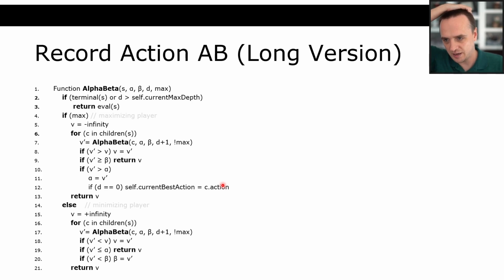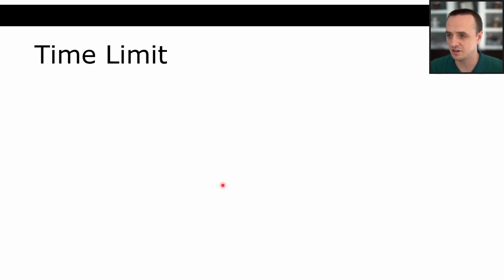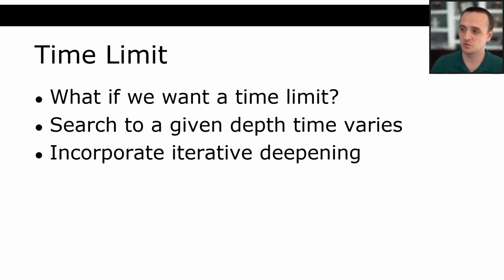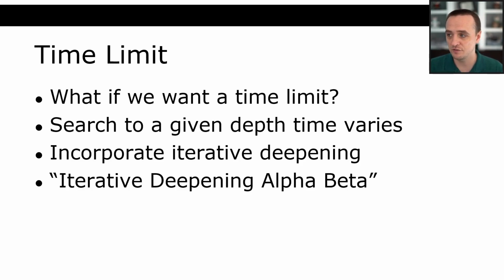Now, in the assignment, you're going to have a time limit. I know this is going to go just a couple minutes long. I'm sorry. What if we want to have a time limit in AlphaBeta? Well, we can't just say, okay, how many depth do I think I can search in a minute or a second? Because it's going to vary based on the game. So what we're going to do is we're going to look back in the course at iterative deepening. Remember iterative deepening I talked about? We're going to do iterative deepening AlphaBeta search. And this is what you're going to be implementing for your assignment.